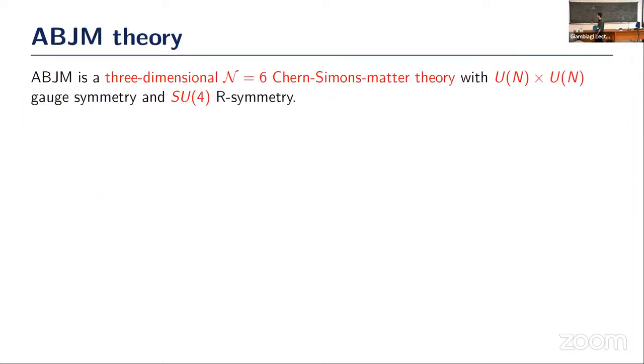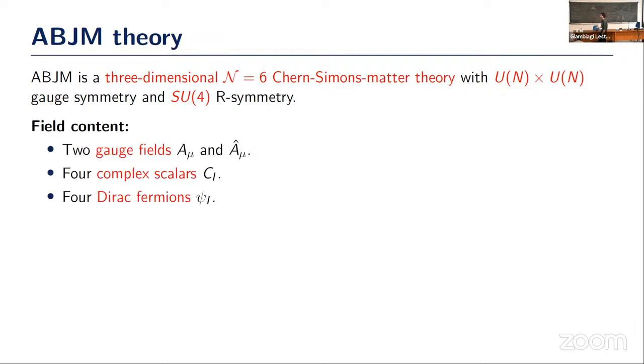The ABJM theory, as I mentioned before, is the three-dimensional N=6 Chern-Simons matter theory, where the gauge group is now U(N) times U(N), and the R symmetry is SU(4). The field content of this theory is given by two gauge fields: A_mu is in the adjoint of one of the U(N)s, and A hat is in the adjoint of the other U(N). There are also four complex scalars that are in the bifundamental representation of the gauge groups, and four Dirac fermions, also in the bifundamental representation.